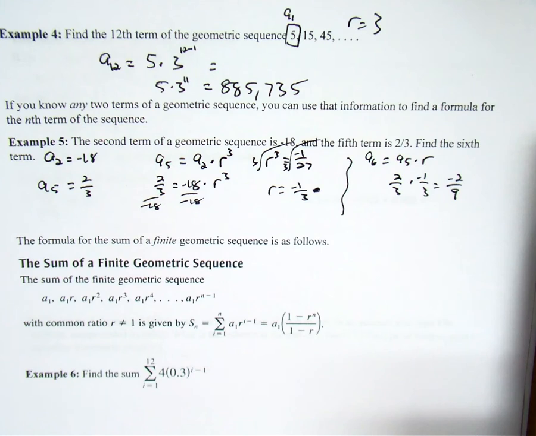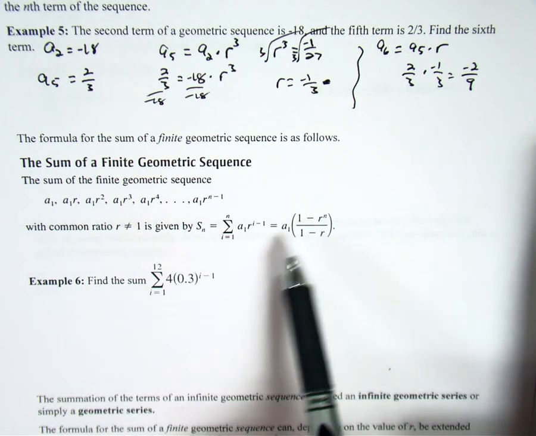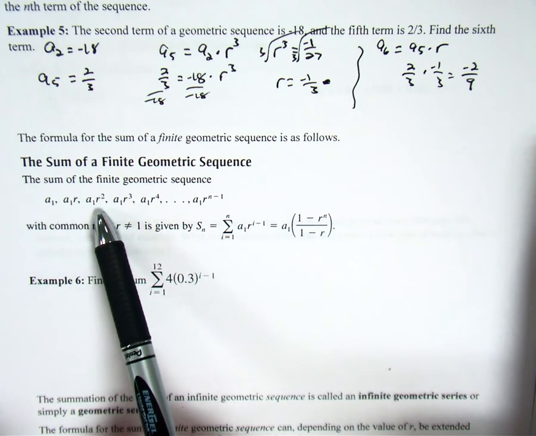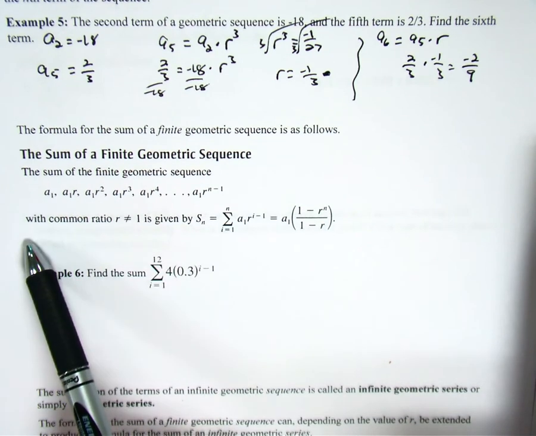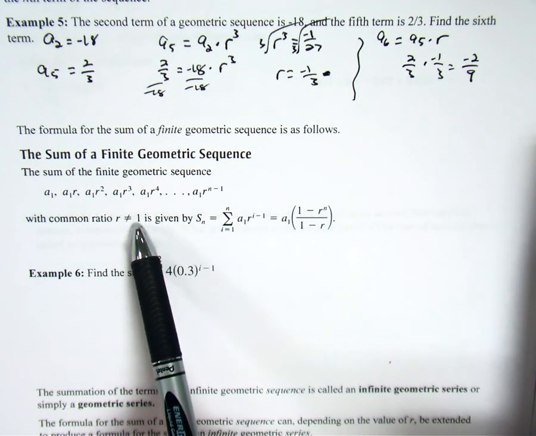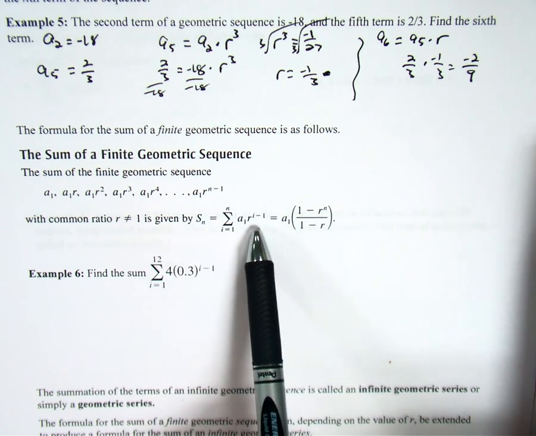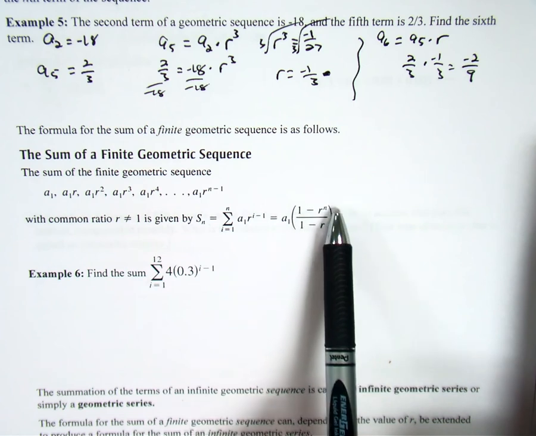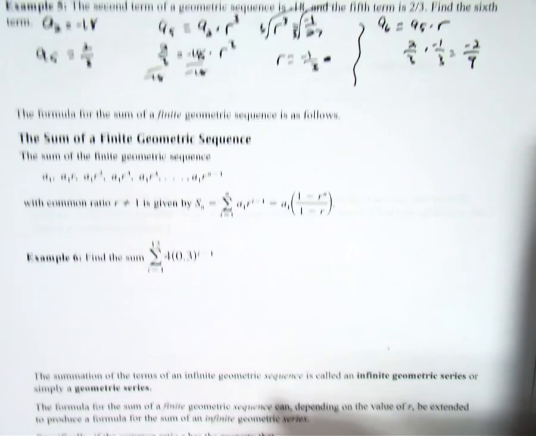The formula for the sum of a finite geometric sequence is as follows. Finite. Okay. So here they have the finite geometric sequence, A1, A1 times R, A1 times R squared, A1 times R cubed, just keep multiplying by R each time. With the common ratio R not 1, because then you just have a big long list of the same number every time. The sum is A1 times 1 minus R to the n power over 1 minus R. Pretty crazy that that works, okay?